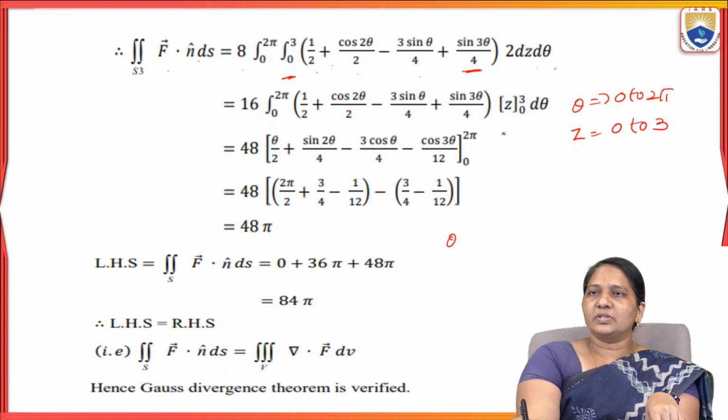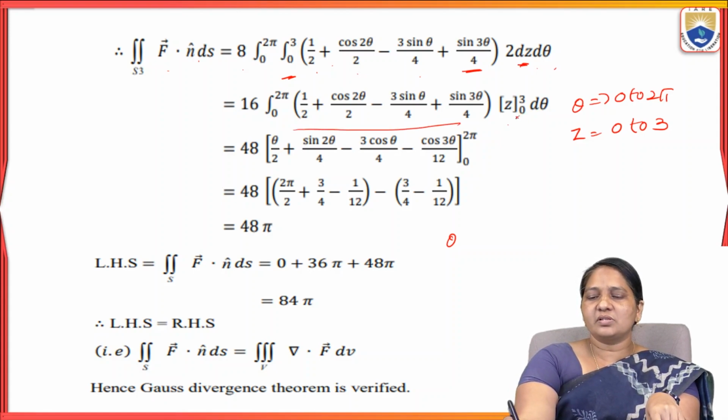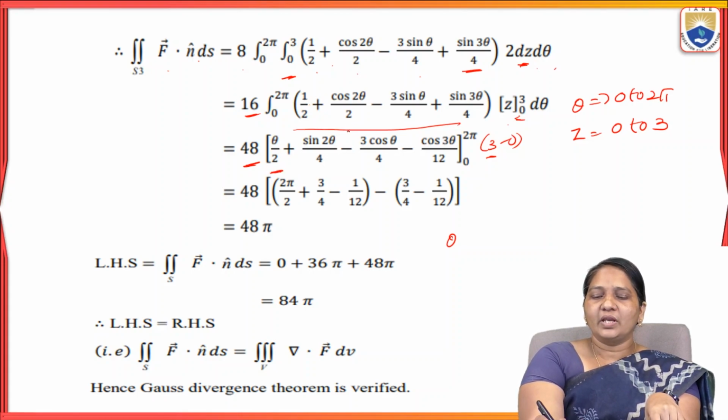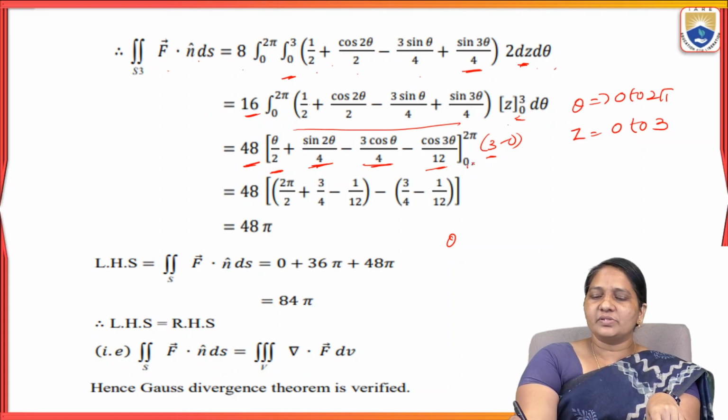Now we are doing first with respect to z. All theta values are constant, this value is constant. So integral dz limits are 0 to 3. Now we are replacing. 3 minus 0, so 16 into 3, so 48. So finally now we are doing with respect to theta. 1 by 2 is the constant, integral d theta is theta. Integral cos 2 theta is sin 2 theta by 2. Integral sin theta is minus cos theta, and integral sin 3 theta is minus cos 3 theta by 3.